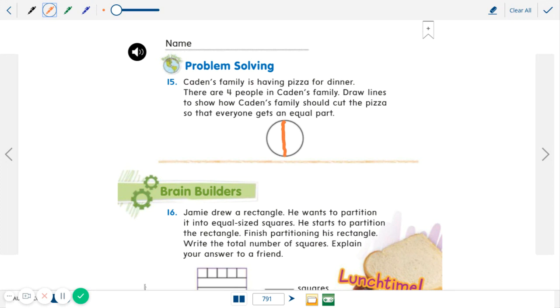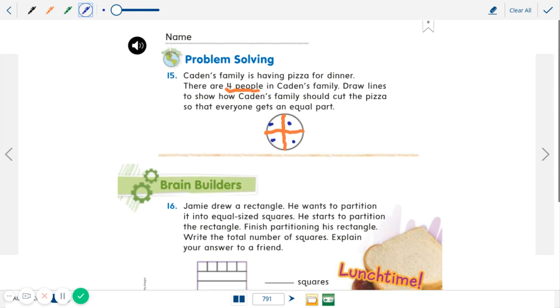But if we do that, it's only in 2 equal parts. But we need a total of 4 people to get pizza. So we need to split our pizza in half one more time. And now we have 1, 2, 3, 4 different pieces for each person of Caden's family. Now let's move on to number 16.